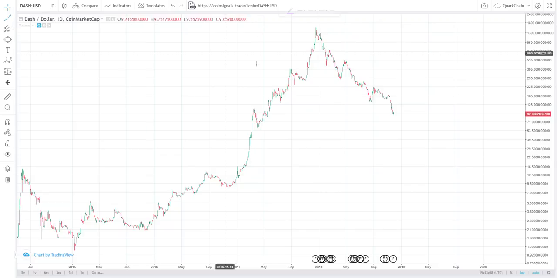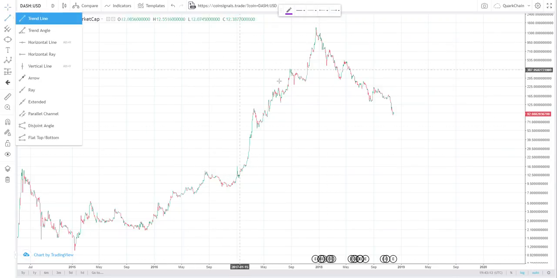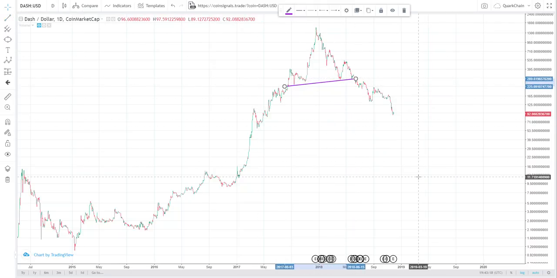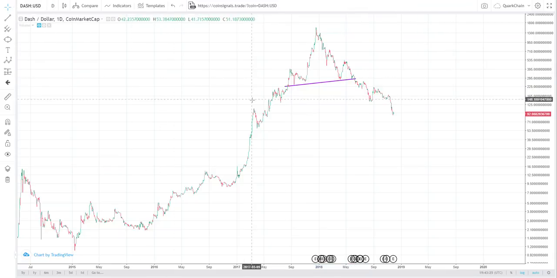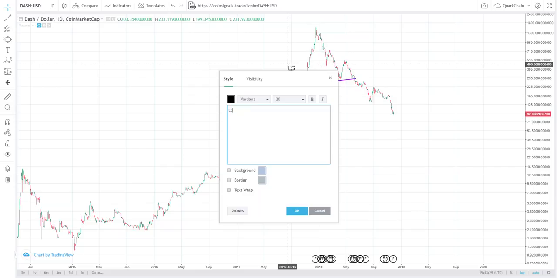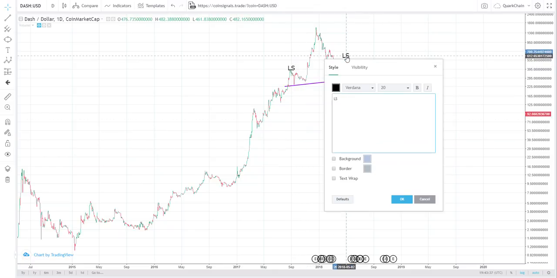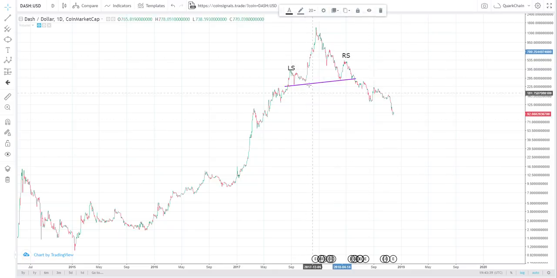What is very apparent in this semi-logarithmic chart for Dash is a neckline. But not only that, maybe a potential series of necklines. Let's look at the first one first. In this case, we have a left shoulder labeled as LS. And then the right shoulder. This is very similar to Ethereum if you've seen my update for that a few days ago.